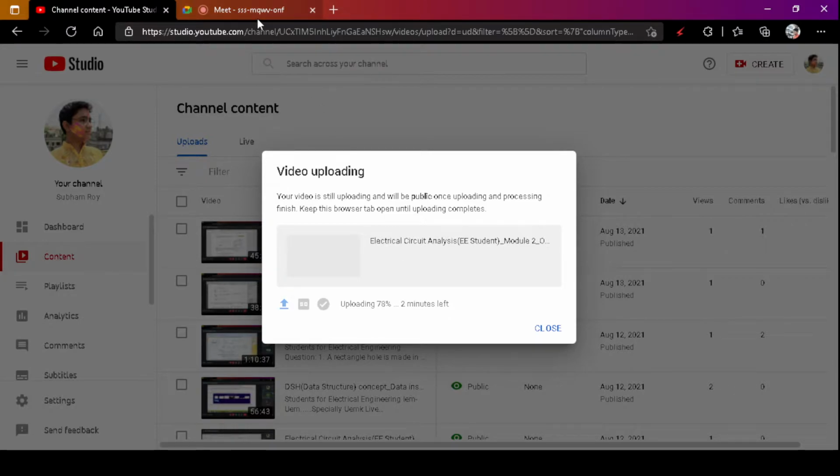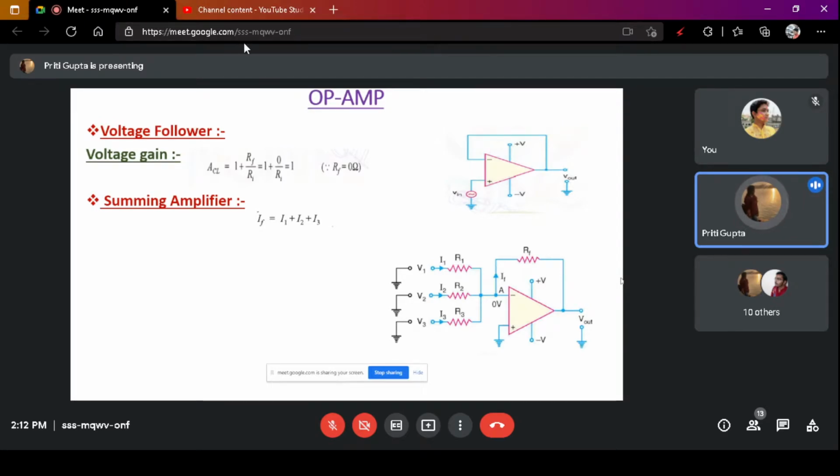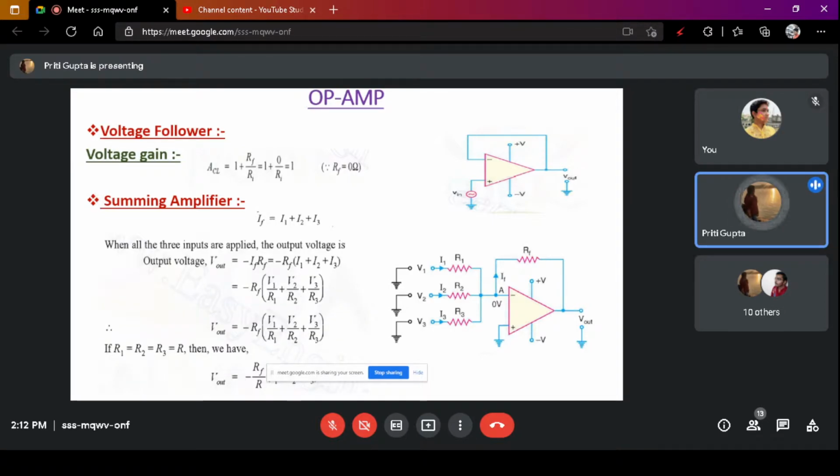Let us call the node A. They are passing through the feedback resistance RF, and the total current, the summation of I1, I2 and I3, is IF. IF equals I1 plus I2 plus I3. When all 3 inputs are applied, V output will be minus IF into RF, because we are giving the input in the negative terminal. Instead of IF, we write I1 plus I2 plus I3. If there is I4 or I5, you will write those as well.